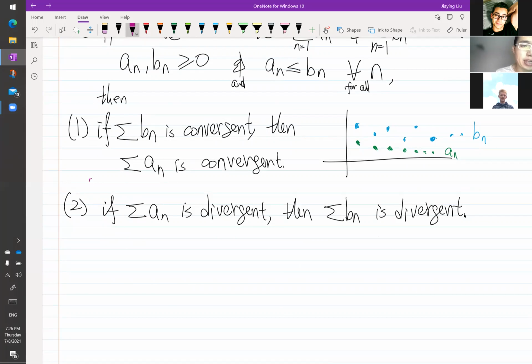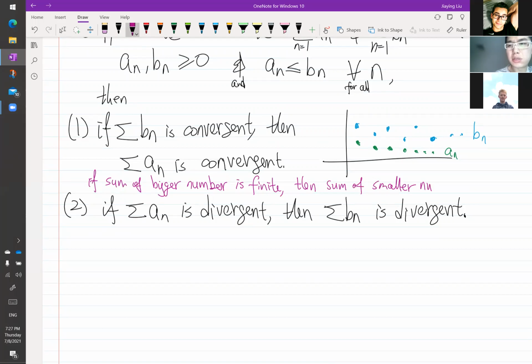So maybe I should write: if the sum of bigger numbers is finite, then the sum of small numbers is finite. And then the second one says if the sum of smaller numbers is infinite, then the sum of bigger numbers is also infinite. Think about divergent as sort of approaching infinity.